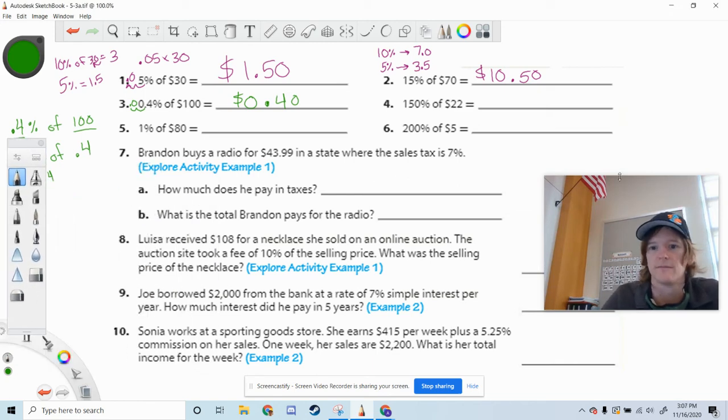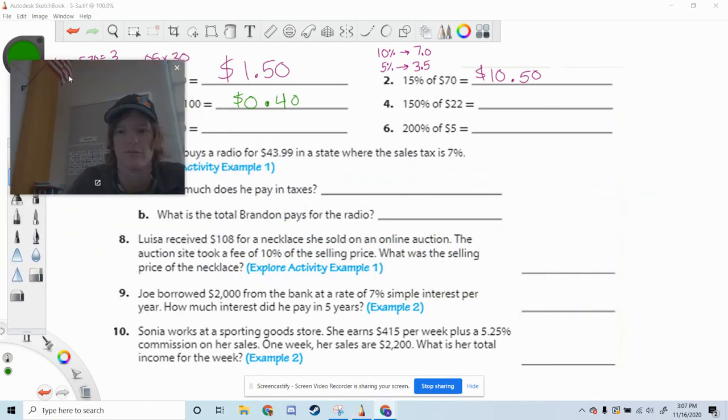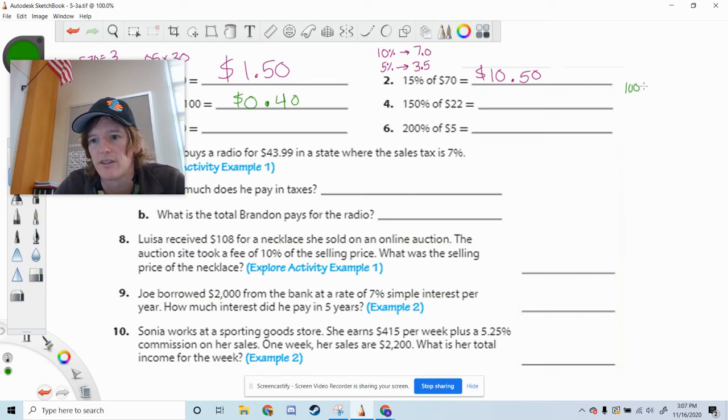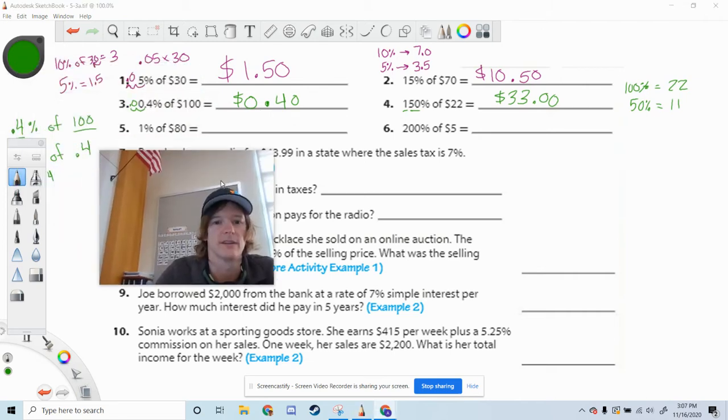Next one, 150% of 22. Well, I know that 100% of 22 is 22. 50% is half, so that'll be 11. So this is going to be $33 because it's 100% and then half of it.